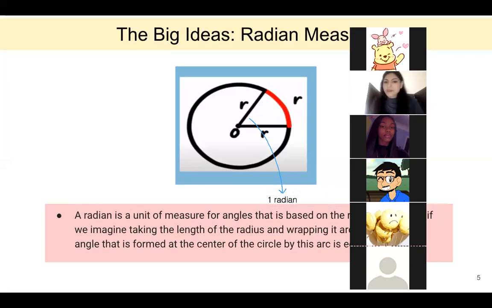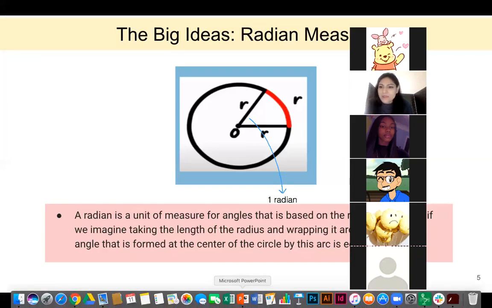That was how we created that definition. Whenever you have r like that and an arc length, that angle measure is called 1 radian. Again, let me know if anyone has questions about this, but this is synthesizing the big ideas that came up in that Desmos lesson that we did together.